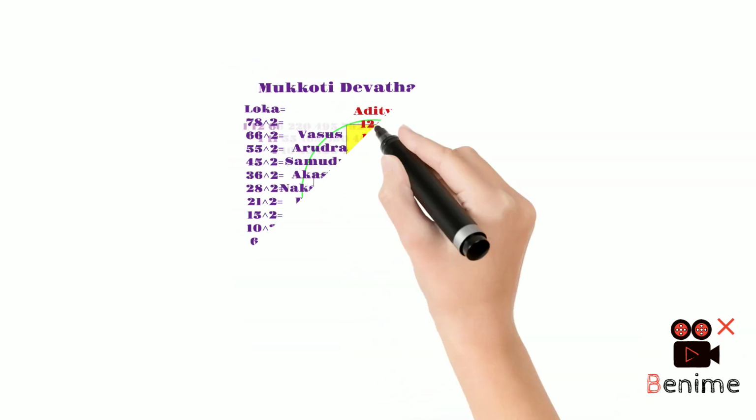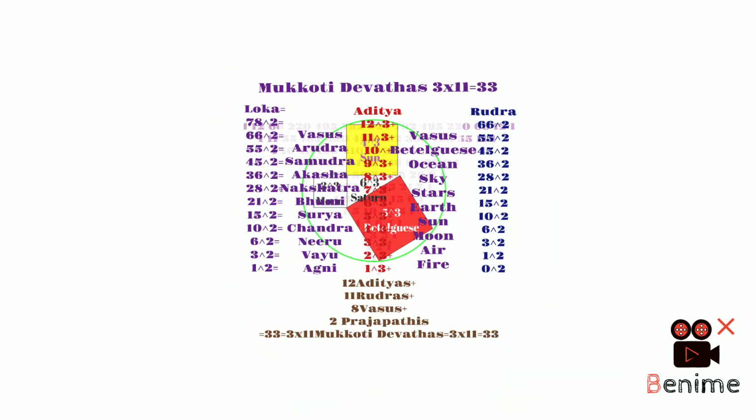Anyway, now let us move on to the actual Mukkoti Devathas. We all know there are 12 Adityas, 11 Rudras, 8 Vasus, and 2 Prajapatis, Daksha Prajapati and Kashyapa Prajapati. In all, they total up to 33. So these are the Mukkoti Devathas, the very popular concept.